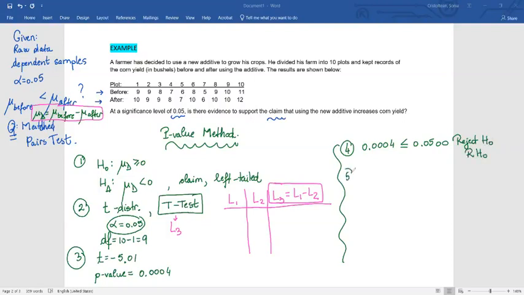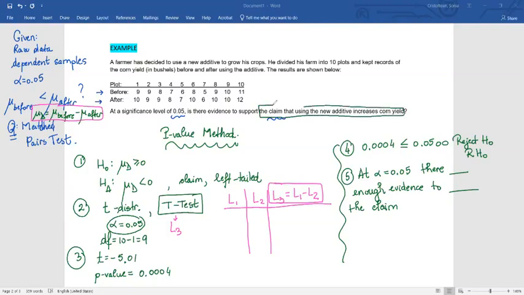And now I'm ready to interpret the results. I will just simply say at alpha equals 0.05, there blank enough evidence to blank the claim, and simply copy this. This was the claim, okay? Copy it in here. Let's just fill that in. We reject it, so we will put in is. We reject it. There is enough evidence to, and of course we are supporting this claim. This is how we do a matched pair test using the p-value method. Let's continue with another example.